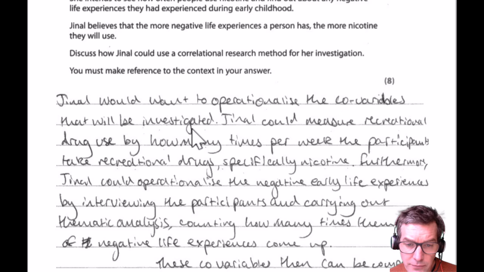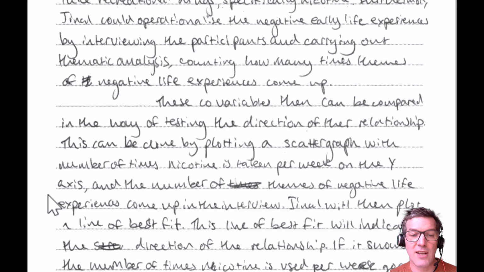"Janelle would want to operationalize the covariables that will be investigated. Janelle could measure recreational drug use by how many times per week the participants take recreational drugs, specifically nicotine. Furthermore, Janelle could operationalize the negative early life experiences by interviewing the participants and carrying out thematic analysis, counting how many times themes of negative life experiences come up. These covariables can then be compared in the way of testing the direction of their relationship.